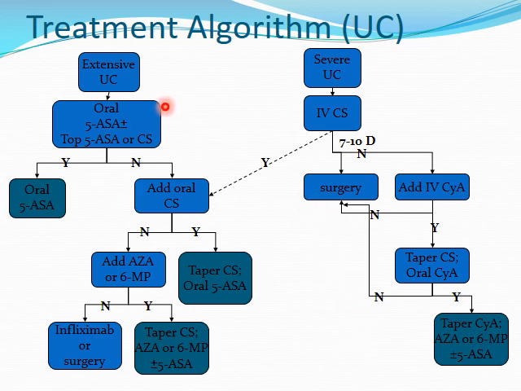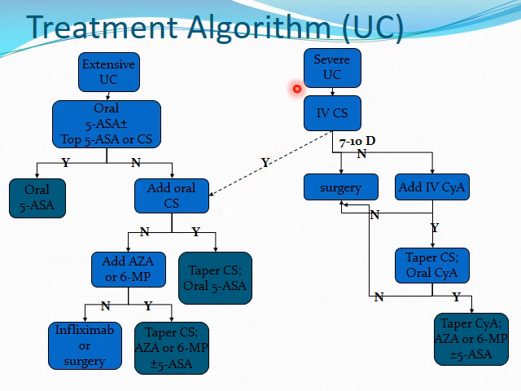If they have extensive ulcerative colitis, this is where you're going to be using oral products. Sometimes you'll see an oral aminosalicylic acid product on top of a topical one. This is, again, just to hope to get the best coverage possible. If symptoms are not controlled, then you're going to be moving on to oral corticosteroids. And then, again, a similar pathway where you're looking at either adding on an immunosuppressant, or if that's not working, then try something like infliximab.